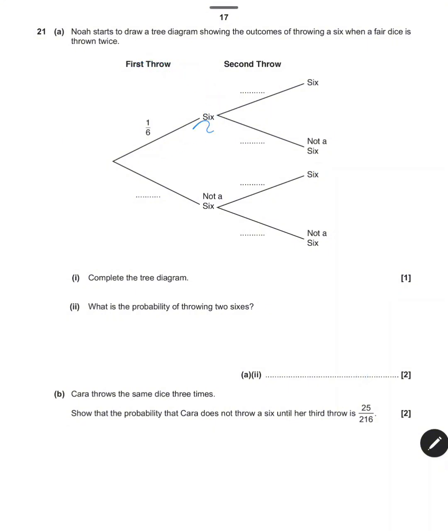Question 21, we've got a probability tree diagram showing someone rolling a dice, and we've got 6 or not 6. And we're asked to complete the tree diagram. Well, first thing we need to know about tree diagrams is these 2 branches, the probabilities on them will always add up to 1. So if this is 1/6, then this is everything else, which is 5/6.